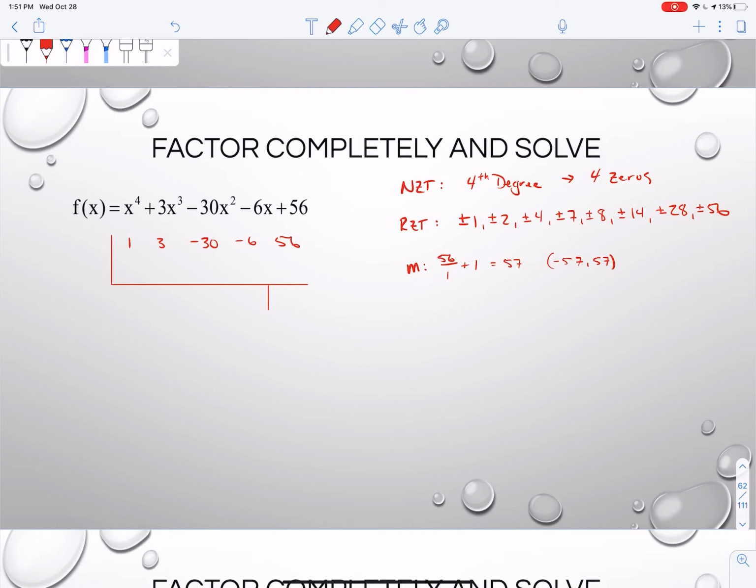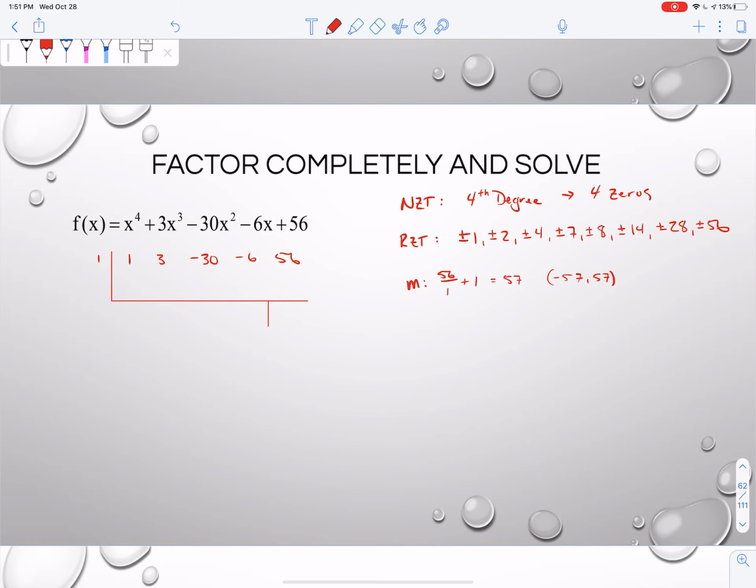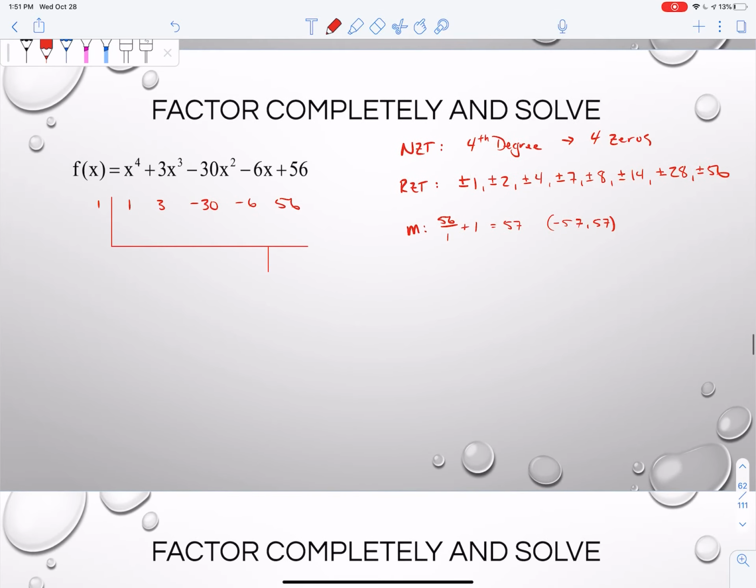So let's start off. I said we usually like to start with 1 and negative 1 to test. So let's try 1, right? If I test a value of 1, I'm going to drop down, multiply, add, and multiply, and add and multiply, and we're going to get something that is obviously not going to be 0. So I know that 1 is not a factor of the polynomial. So positive 1 can be eliminated off my list over here in the rational zeros on the right.